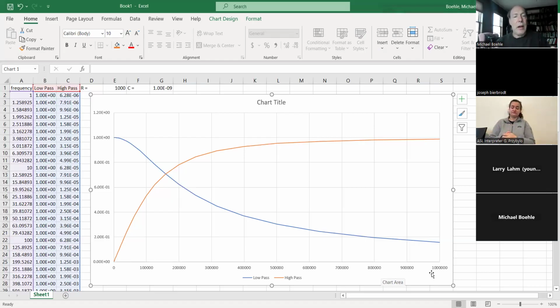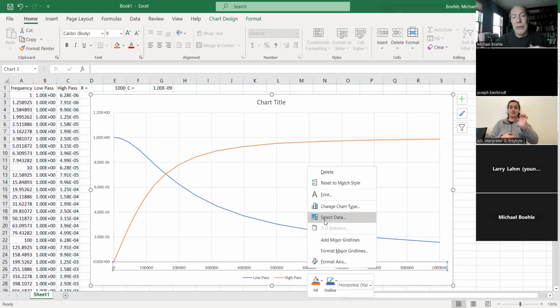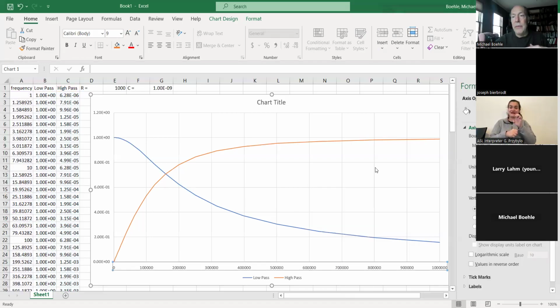Because of the linearity of the scale, I basically see no detail down here close to zero for my high pass filter. You don't see that curve. If I were to change my scale, and it's a neat thing about using Excel that it makes it kind of easy to do that, provided I can get my scale over here. So what I'm going to do is change the maximum now, instead of 1 million hertz, to 10,000 hertz.